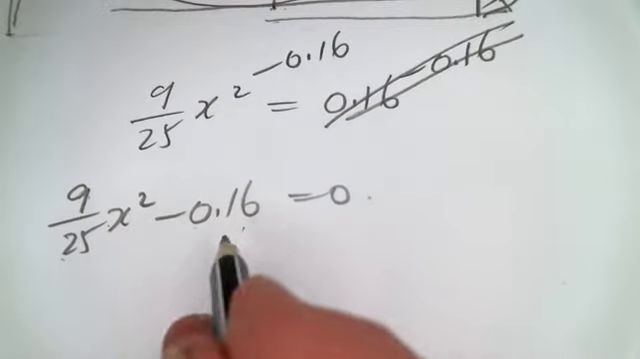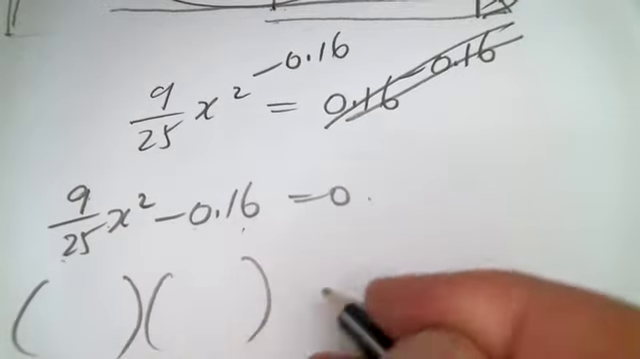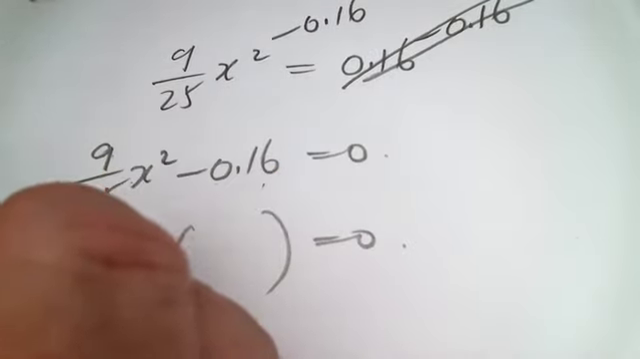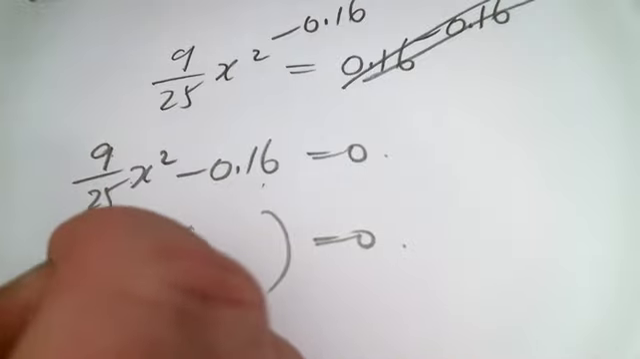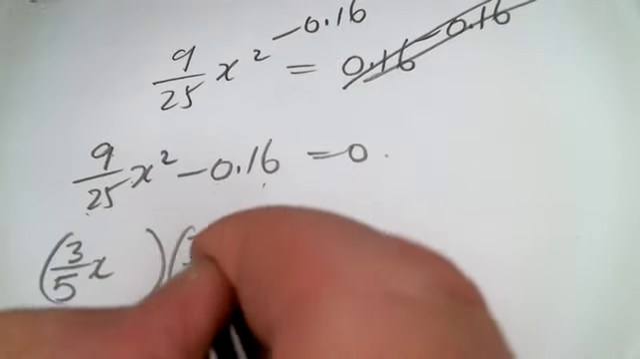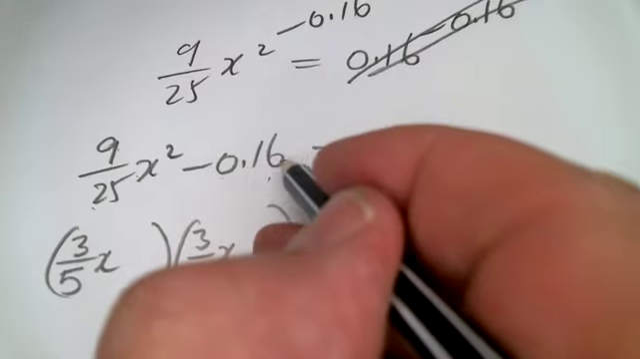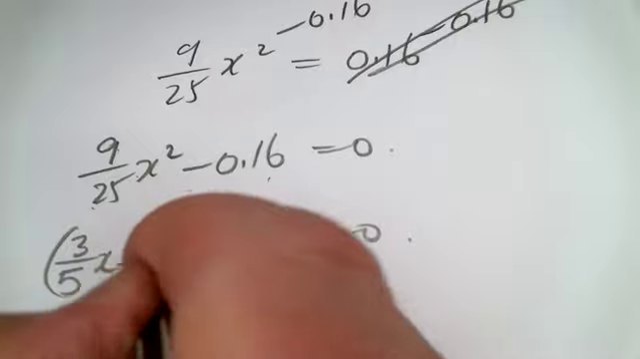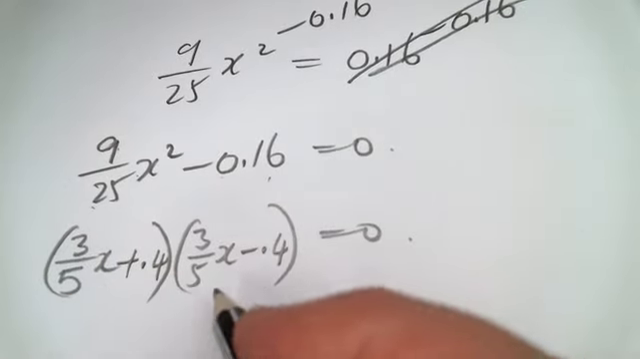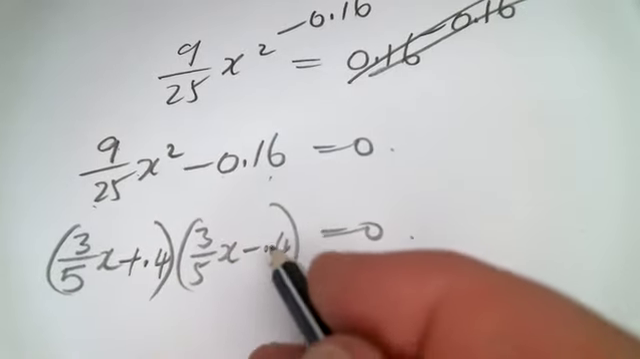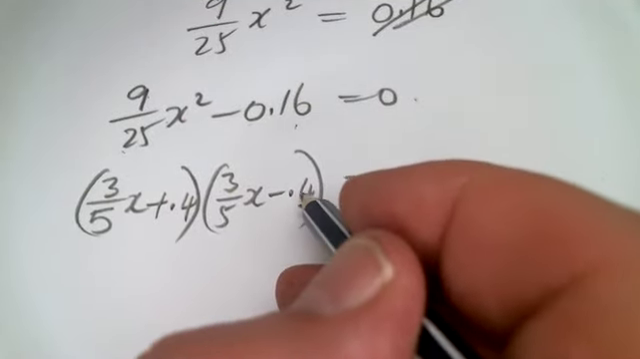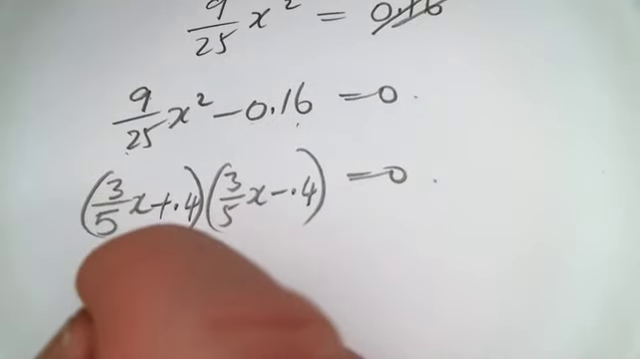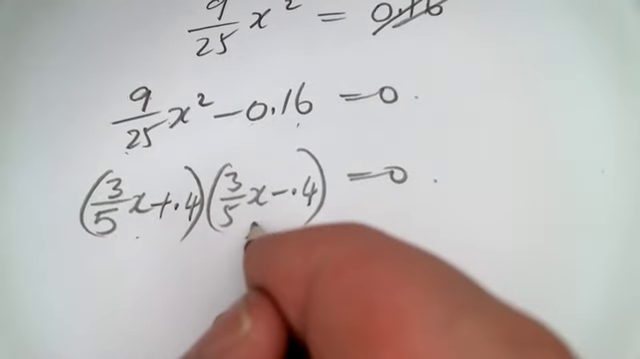So we can now turn this into the difference of two squares. Let's find the square root of all this. It's going to be (3/5 x + 0.4)(3/5 x - 0.4). You should probably be writing 0.4 in full, but I'm being lazy because I didn't leave much room. So we know that either this is equal to 0 or this is equal to 0.